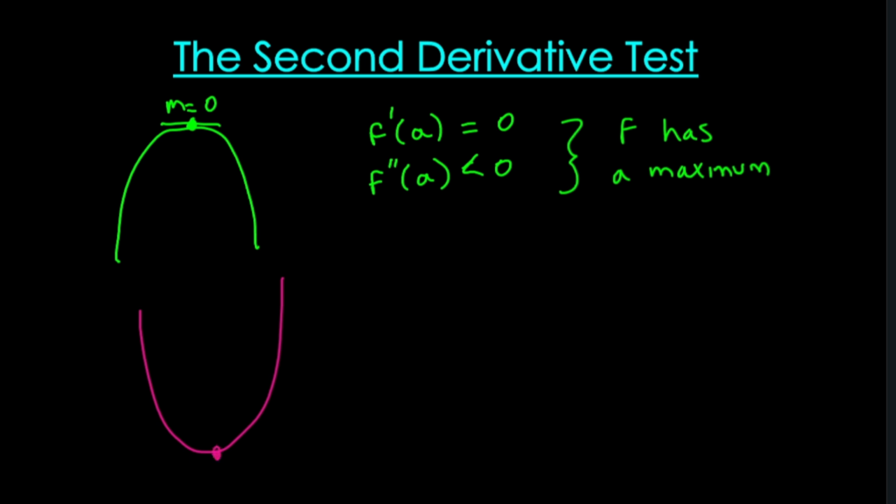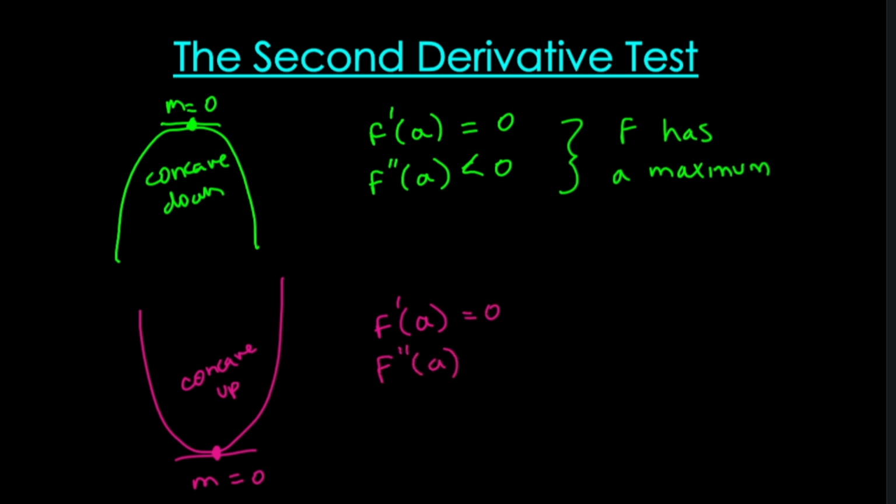On the other hand, if you had a minimum where the slope equaled 0, now this graph in here is concave up. I didn't write it before, but I'll write it now. This top one was concave down. So if you have a situation where the first derivative comes out exactly 0 and the second derivative comes out positive, because that's what concave up means, that the second derivative is positive, when these two things happen together, that means that f has a minimum.